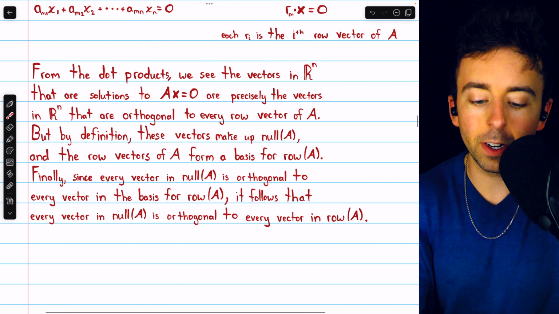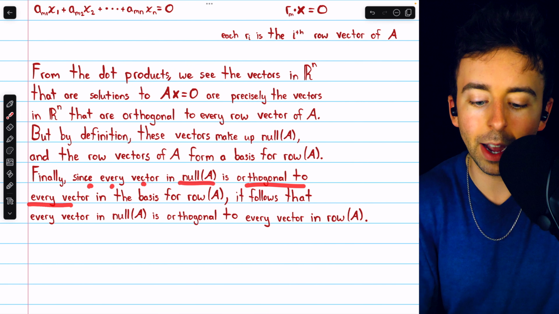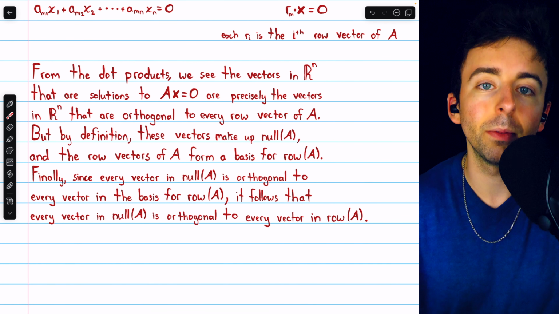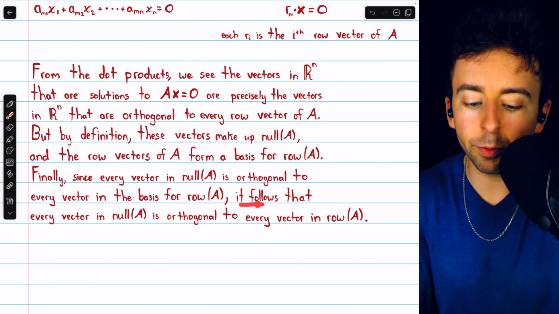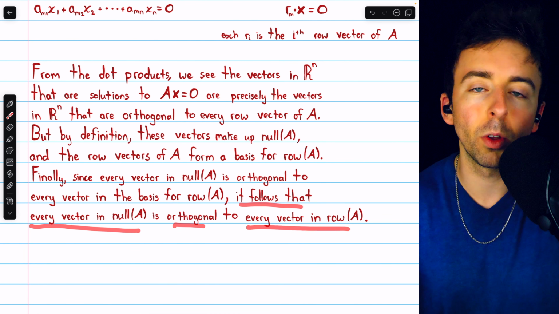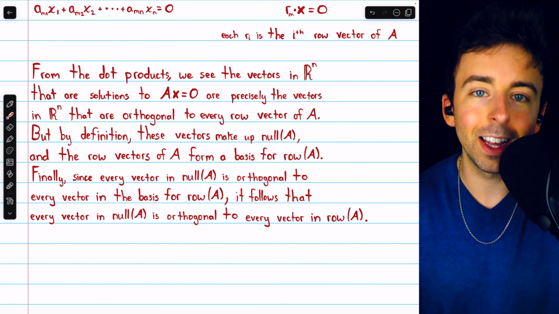So our claim here is since every vector in the null space of A is orthogonal to every vector in the basis for the row space of A, that basis being the set of the row vectors, it follows that every vector in the null space is orthogonal to every vector in the row space, not just the basis vectors, but all of the vectors. All right, that's what we're claiming.